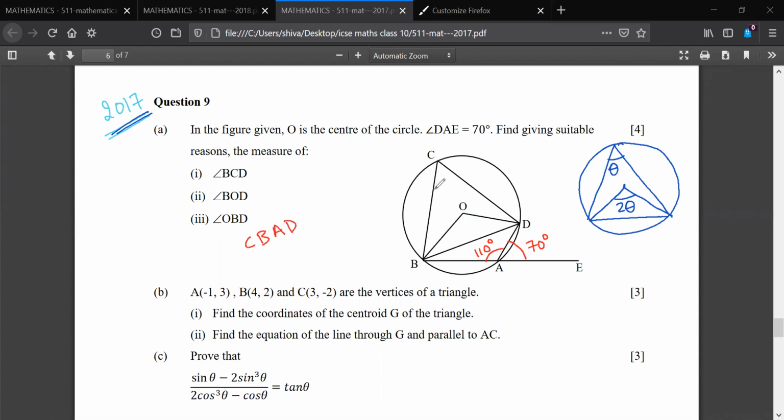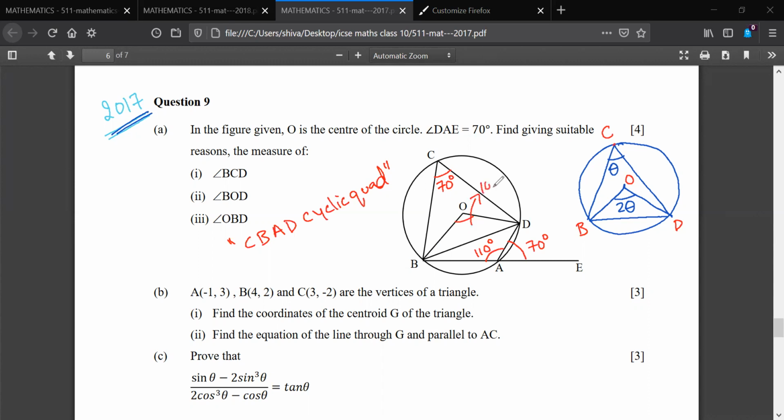CBAD would be a cyclic quadrilateral. Now, because it's a cyclic quadrilateral, if this is 110 degree, this would be 70 degree. Any doubt? No, sir. Now we know this theorem that BD is a chord, and the chord at the center will be making twice the angle that it will be making on the circle. So if this is 70 degree, this needs to be 140 degree.